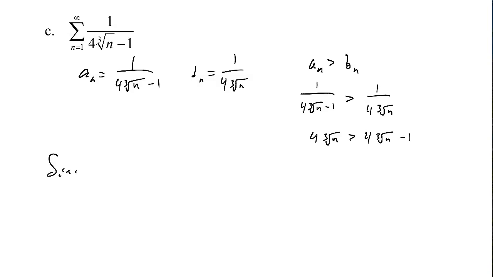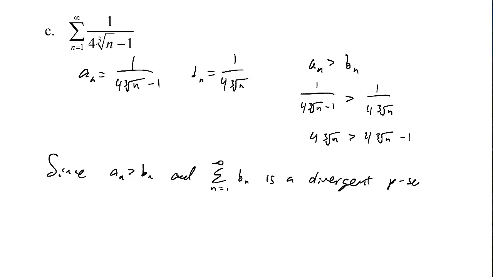So I can say, since A sub n is greater than B sub n, and the series from the same index 1 to infinity of B sub n is a divergent P series with P equals 1/3, which is less than 1.